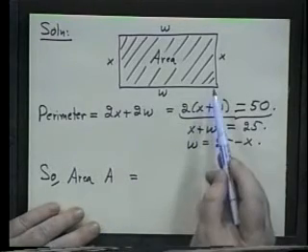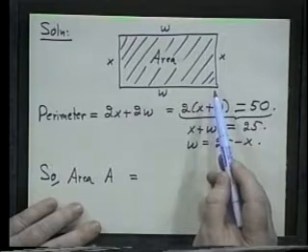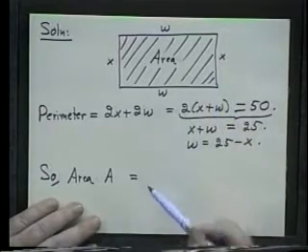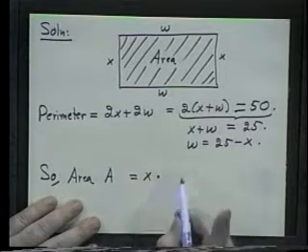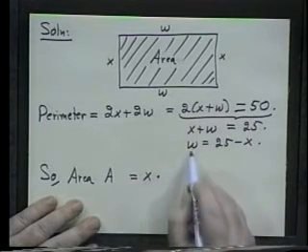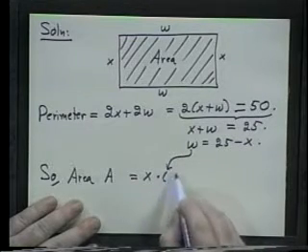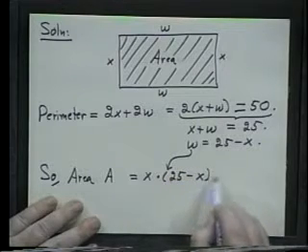Well, the area of a rectangle is easy. I remember that from the basics, if you recall. It's simply x times w. So it's x times, but wait, I know what w is. Here's w right here. It's x times 25 minus x.